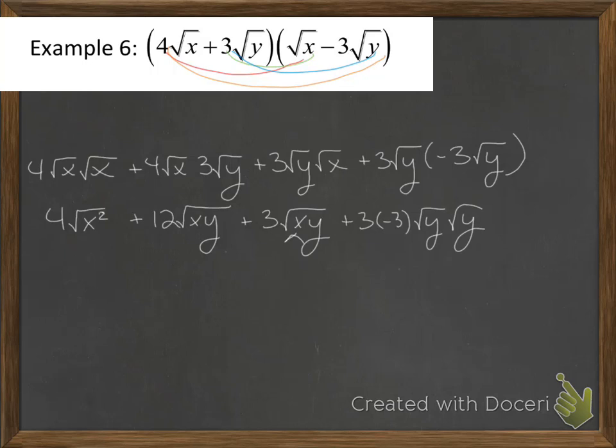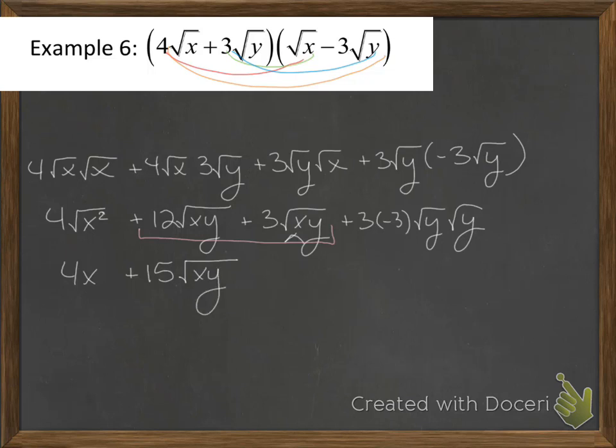All right, well, let's see if we can simplify some of this. What is the square root of x squared? Well, the square root of x squared is just x. So I have 4x plus, again, remember we said that these two are like terms. So 12 times the square root of xy plus 3 times the square root of xy. 12 plus 3 is 15. So we have 15 times the square root of xy.